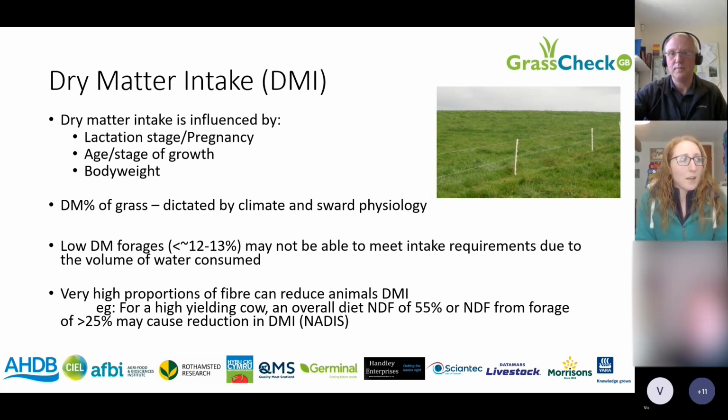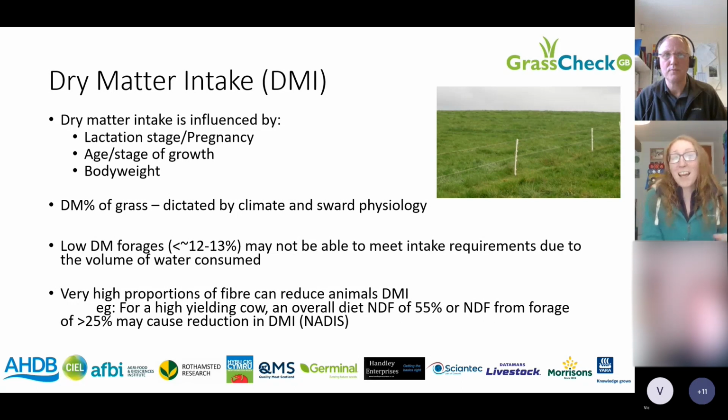But we also see dry matter intake being influenced by animal requirements in terms of stage of growth and their age, and what their production demands are. And body weight, so the physical size of an animal, has an impact on their required dry matter intake for maintenance and for production. And we do tend to estimate, so body weight is a nice figure to predict a rough and ready idea of dry matter intake for an individual animal from.